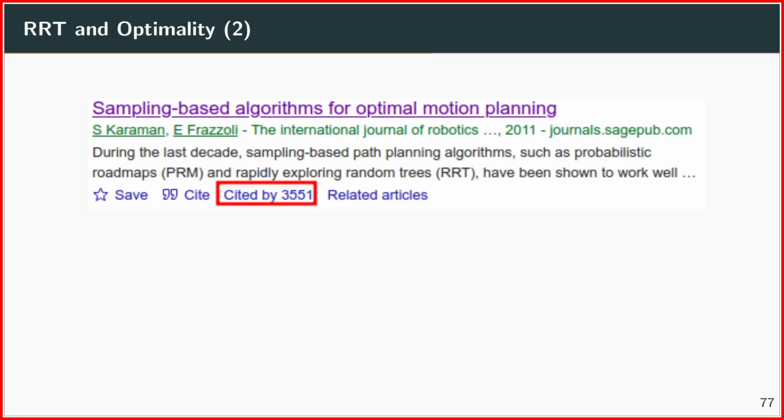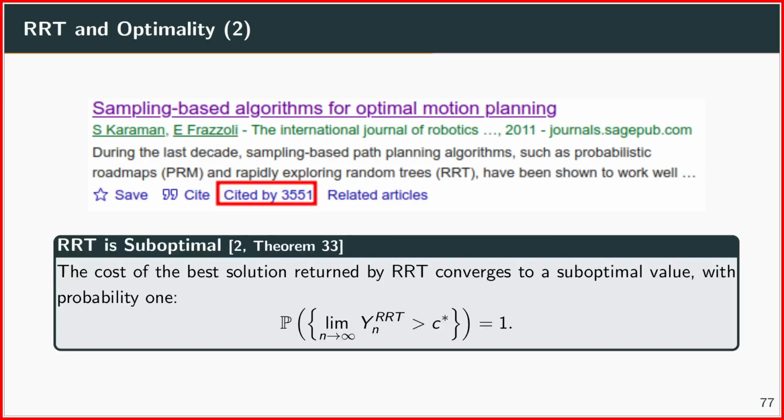Okay, but there is a way to make it actually optimal, and this was invented in 2011 by Karaman and Frazzoli. So they published this paper here, Sampling-Based Algorithm for Optimal Motion Planning. It is widely cited. I think this was like 2 years ago, I think this went up to like 10,000 or something now.